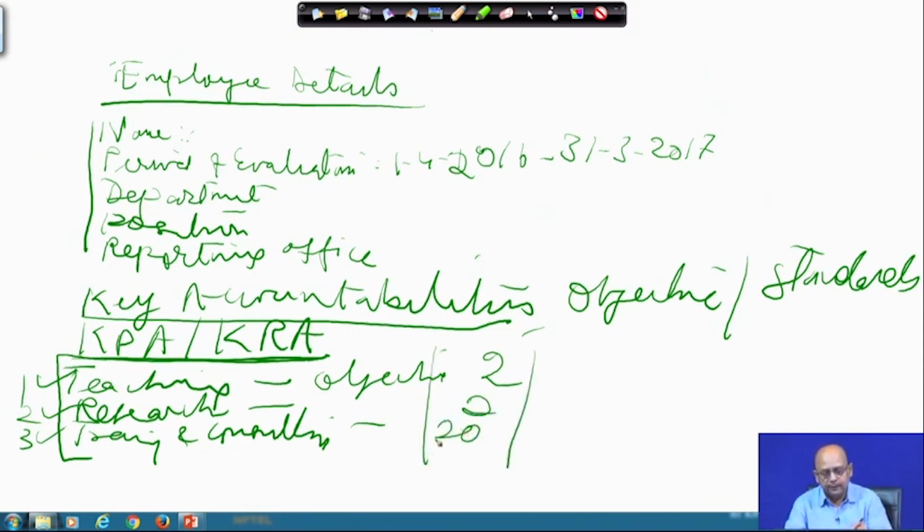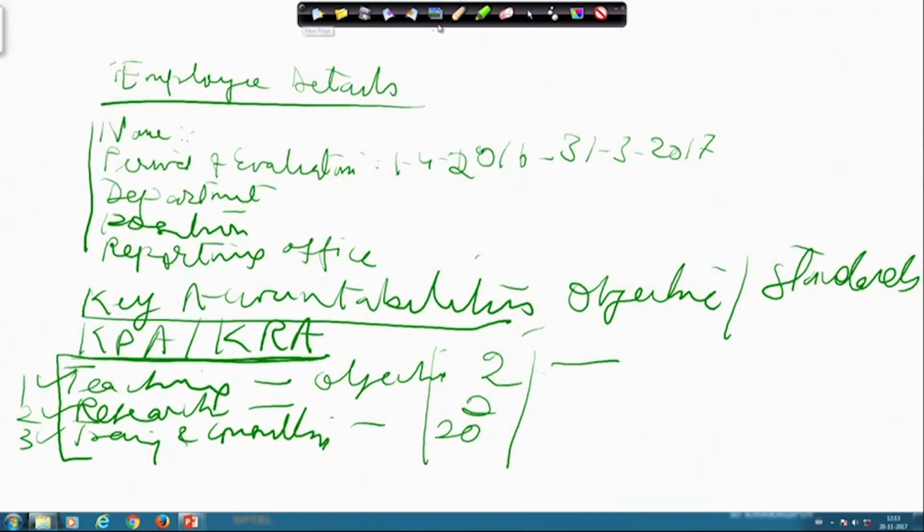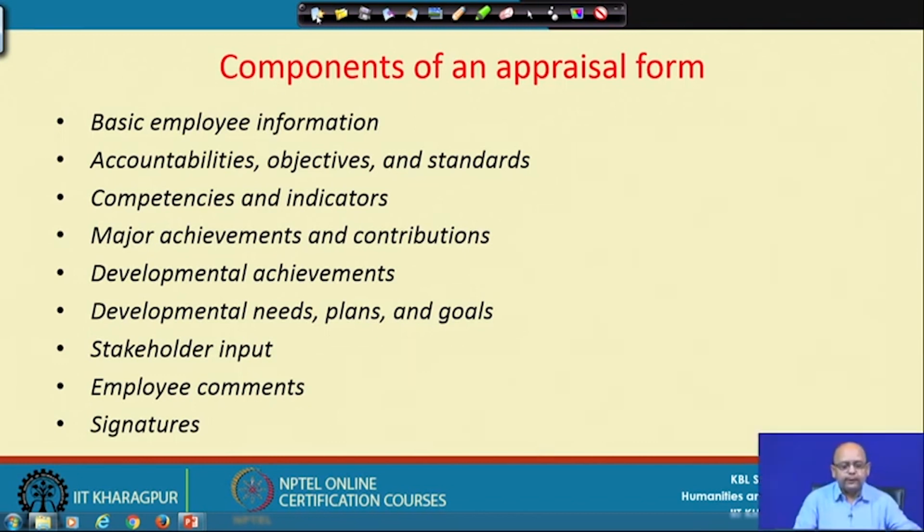So, based on this information you are going to evaluate, because they are going to act as a standard for you. So, what you are going to look at is: what are the accountabilities, what are the objectives, what are the standards, and then the next stage is basically to evaluate. So, when you are going to evaluate the performance of the candidate, you are going to say what are his accountability, objectives and standards, and what are his achievements in these areas, say teaching, how many courses he has taught, how many papers he has published, how much revenue he has generated.